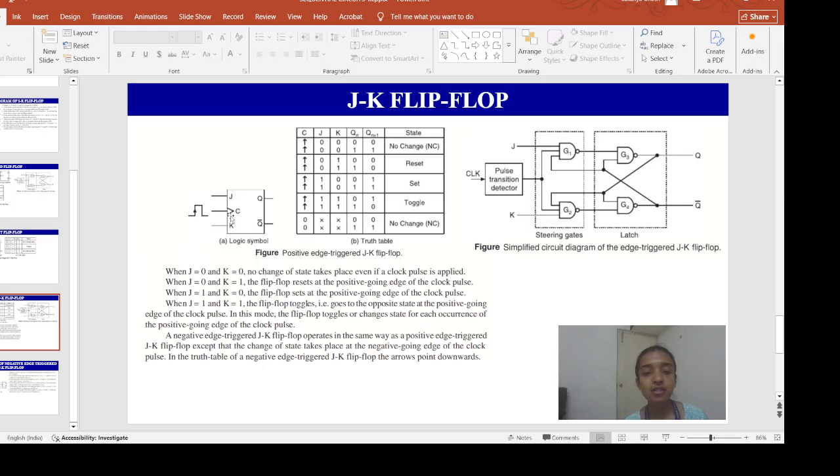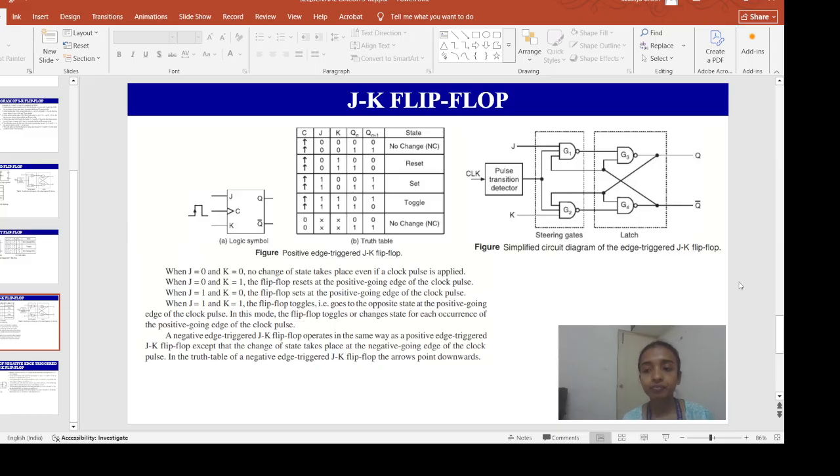Now here we have considered a positive edge triggered flip-flop. A negative edge triggered flip-flop will simply have a bubble connected to this triangle. Okay, so it is the same as a positive edge triggered flip-flop, except that the change of the state takes place at the negative going edge of the clock pulse. And in the truth table, if it is a negative edge triggered JK flip-flop, the arrows will point downwards.